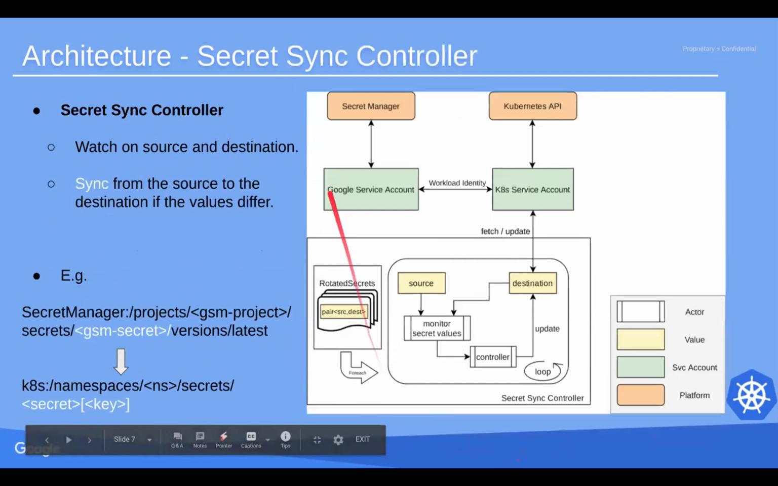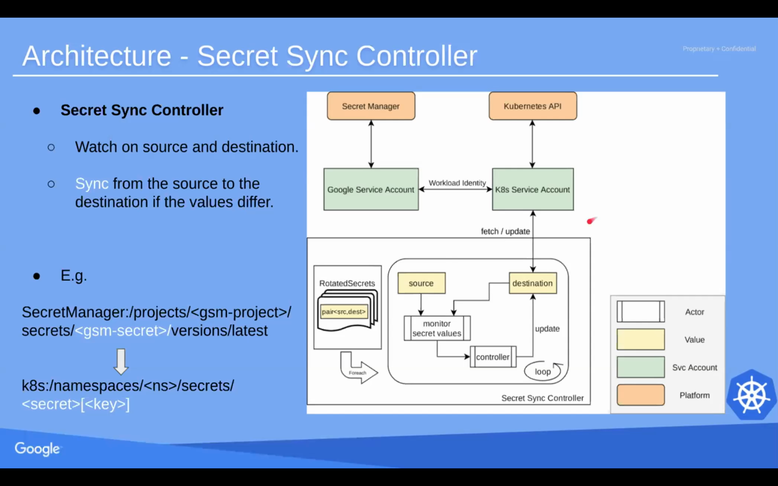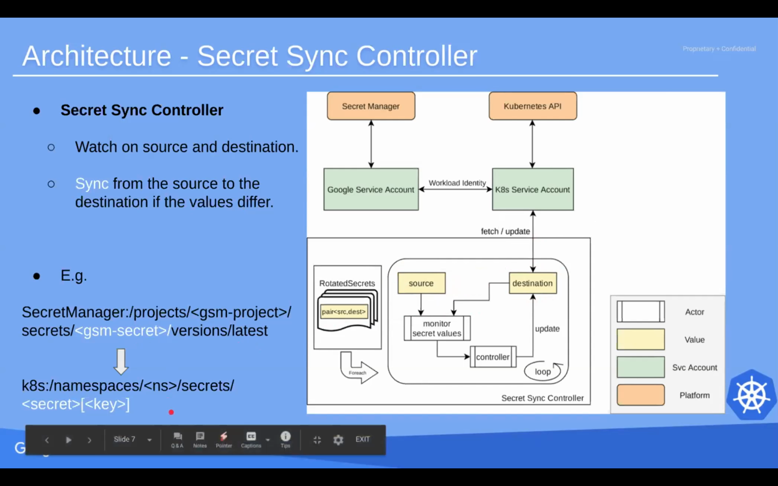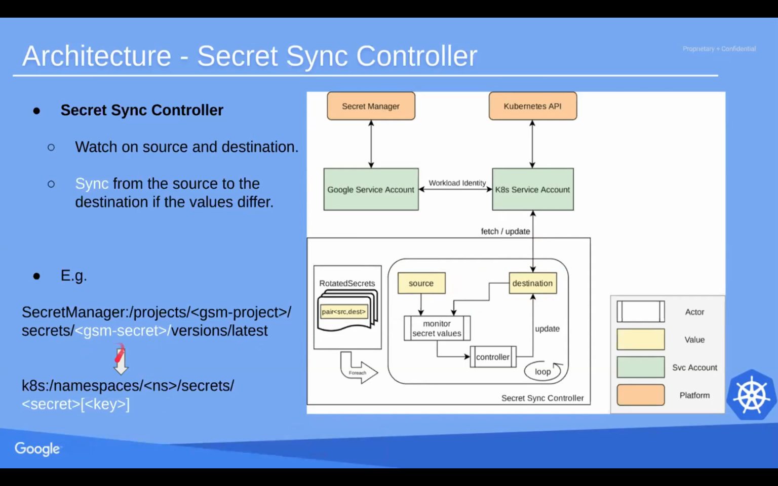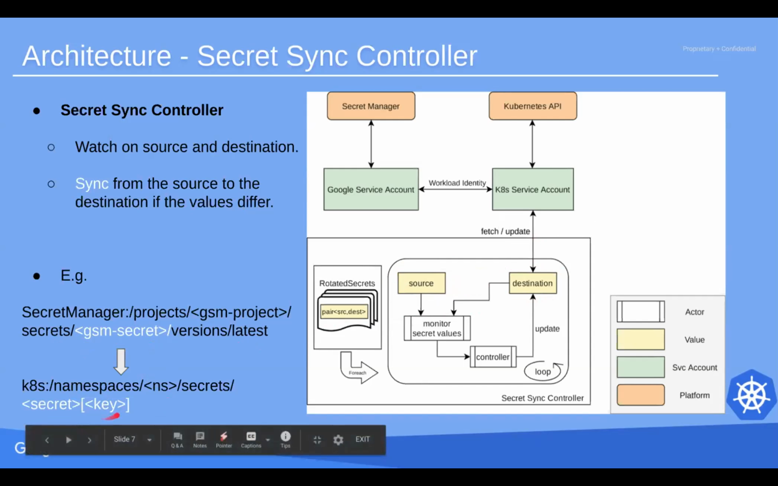Okay, so the second part is the sync controller. And what it does is pretty simple. It just continuously syncs from the source secret to the destination secret. And the source secret is set to be a Secret Manager secret, which is likely to be also rotated. And the destination secret is a desired Kubernetes secret. So for example, we're syncing on the key value pair level for a Kubernetes secret. So for example, we're syncing this Secret Manager secret to the value corresponding to this key of this Kubernetes secret.